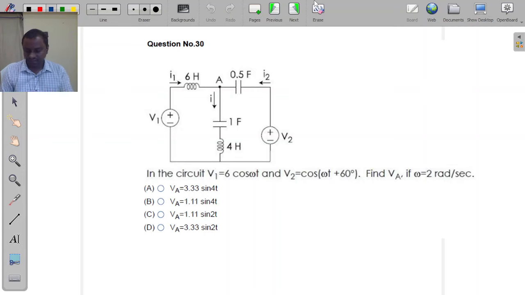Moving into the next question, question 30. They have given the network with impedances like 6 ohms, inductance 4 Henry, capacitances, V1 and V2. In the circuit V1 and V2 are AC voltages excited with V1 is 6 cos omega t, V2 is cos omega t plus 60. Find VA, the node voltage, if omega equal 2 radians per second.